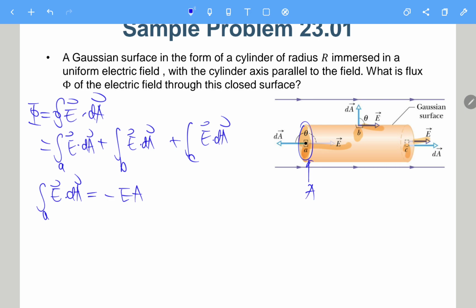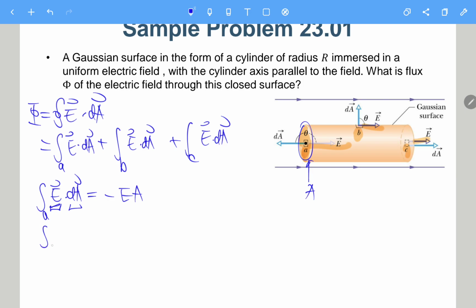So it turns out to be a multiplication because E is uniform, and then dA doesn't change. This is a plane, so dA always points to the left side, and E always points to the right side. So E dot dA for the whole plane should be a constant. It turns out to be a multiplication, so it's just E times the total area.